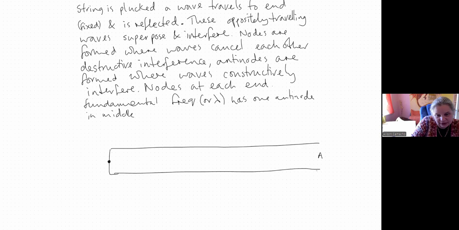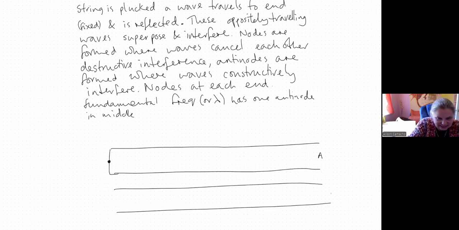If it's open at both ends, then you get antinodes at the ends, and the fundamental will have just one node and it will be in the middle. So this is the fundamental where you've got a quarter of a wavelength.